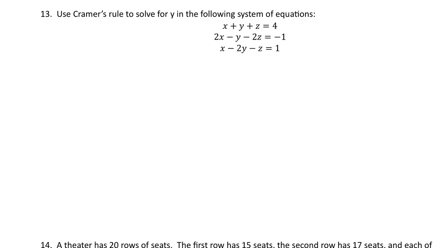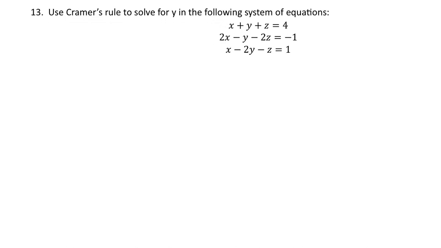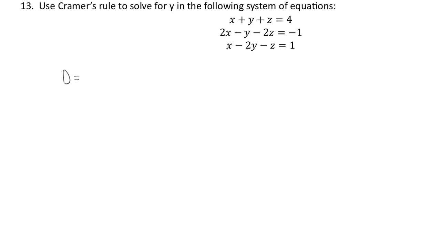Okay, question 13. We have Cramer's rule to solve for only one variable, it's y, in the following system of equations. So we need to find the D determinant, and we need to find the D sub y determinant. Now, the D determinant is just the matrix of coefficients. So I'm going to use the method where we just copy the columns to the right side.